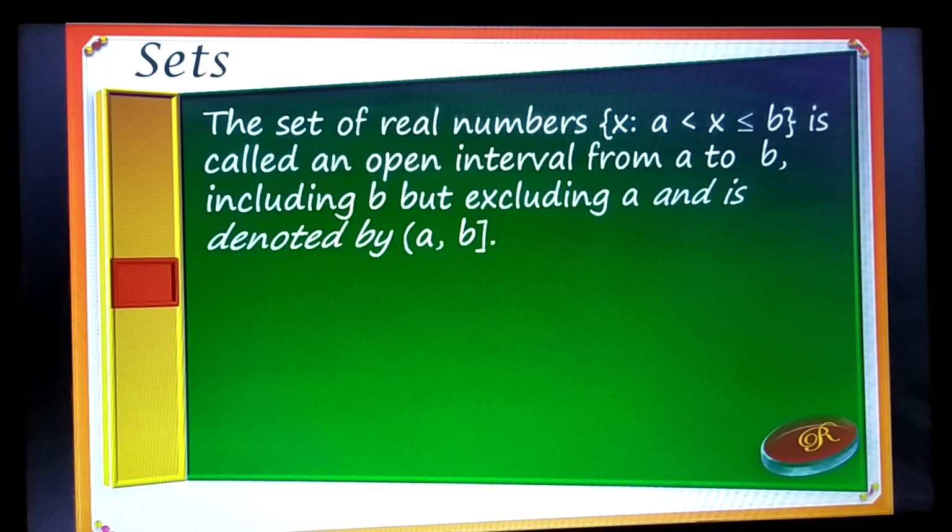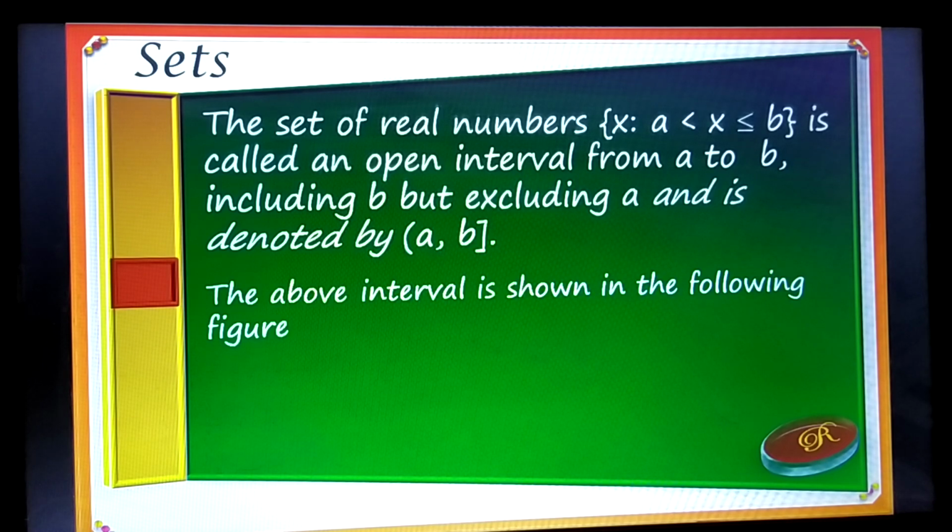The set of all real numbers x such that a is less than x is less than or equal to b is called a half-open interval from a to b, including b but excluding a, and is denoted by the interval from a to b. The above interval is shown in the following figure.